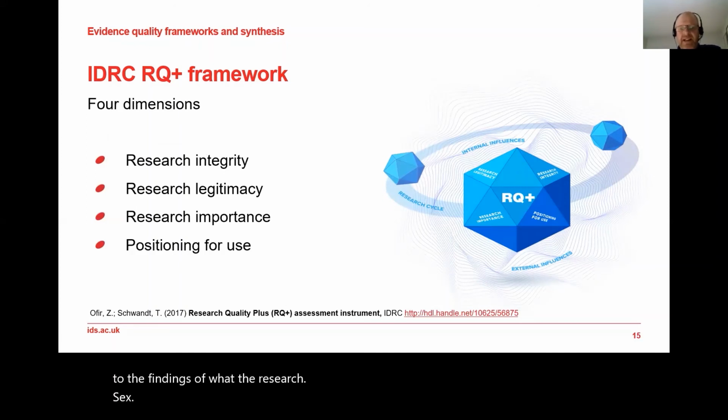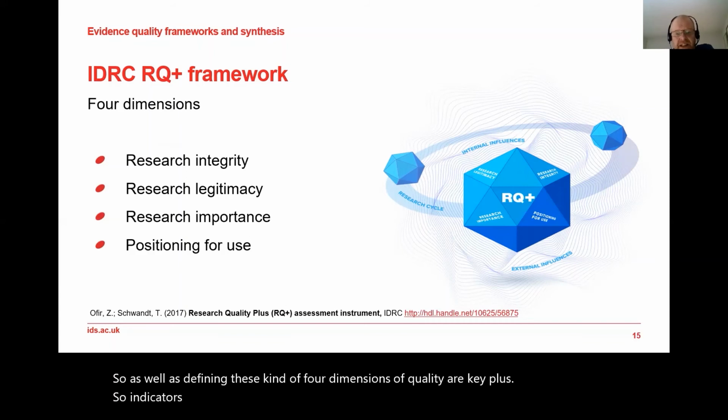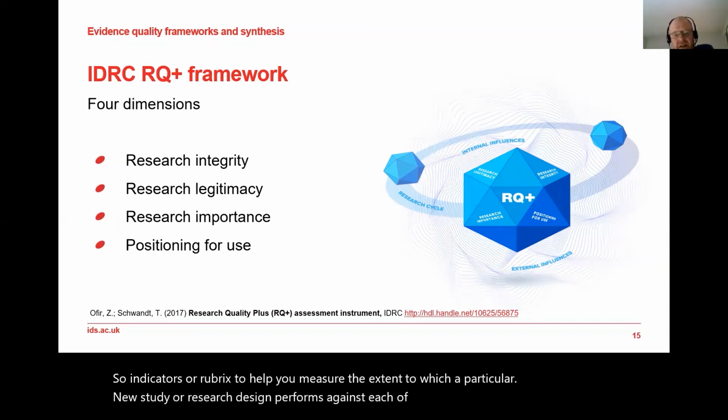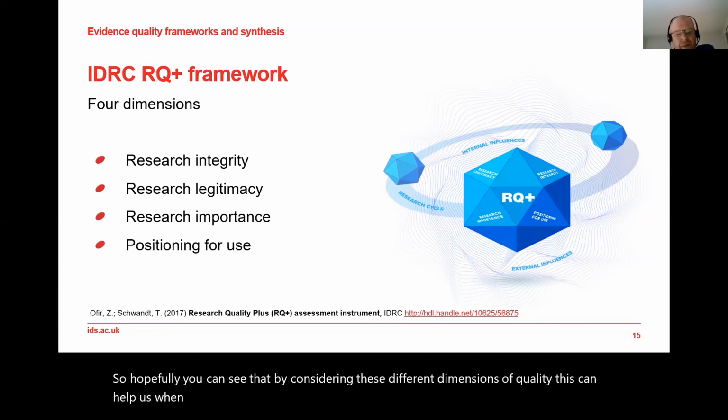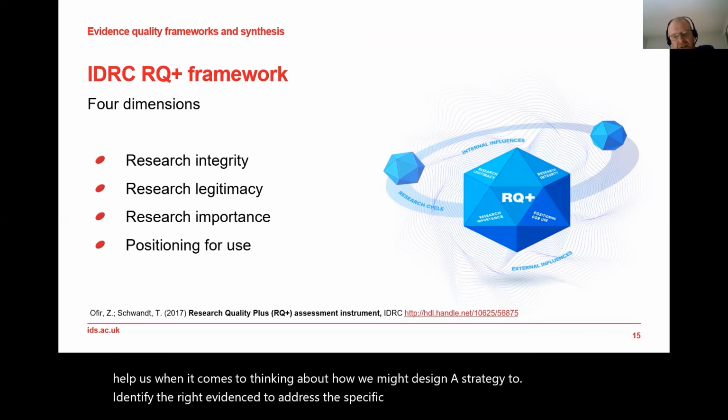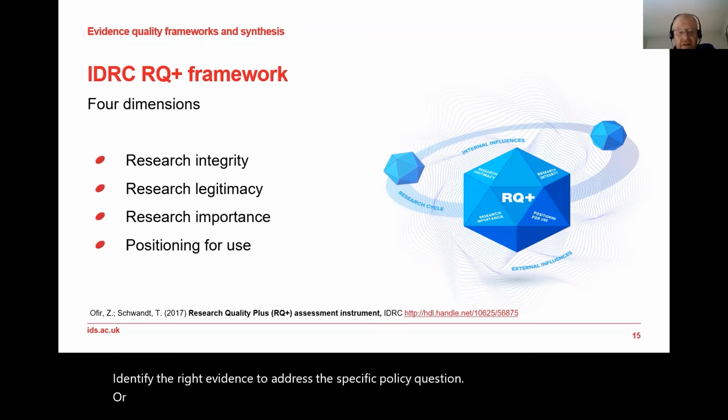So as well as defining these four dimensions of quality, RQ Plus sets out indicators or rubrics to help you measure the extent to which a particular study or research design performs against each of these categories. So hopefully you can see that, by considering these different dimensions of quality, this can help us when it comes to thinking about how we might design a strategy to identify the right evidence to address a specific policy question, or if necessary, design a research strategy from scratch.